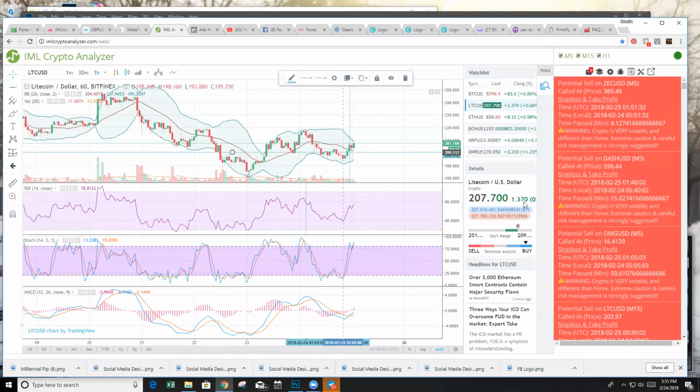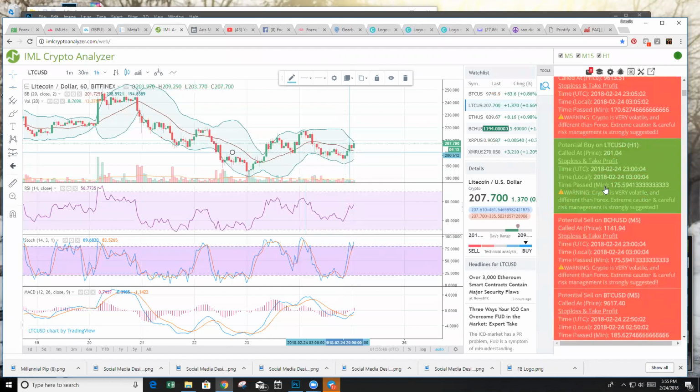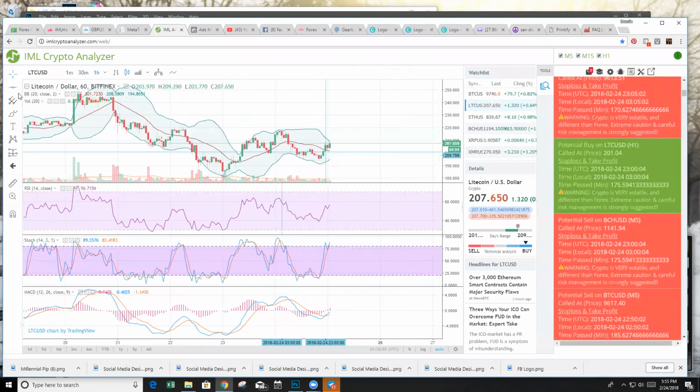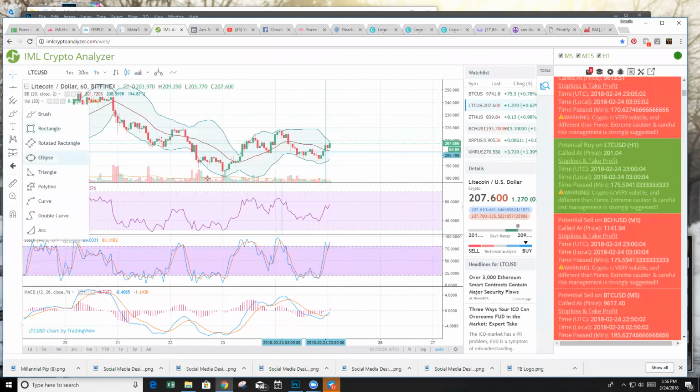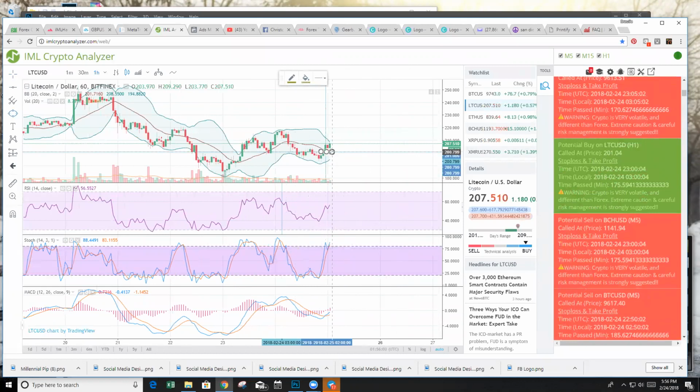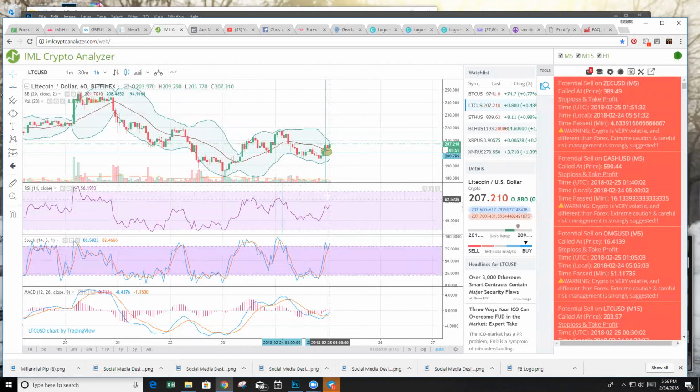So it called it out. It called it out at what price? 201.04, right? Right around there, 201.04. So the scanner, the analyzer, called out this buy right here, in that little area right there. It called out a buy right there. And as you guys can see, this wasn't that great of a signal because this was already pushing up.